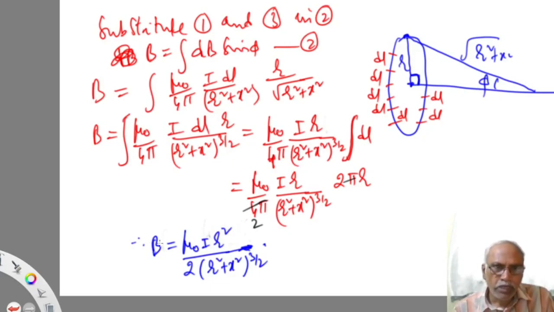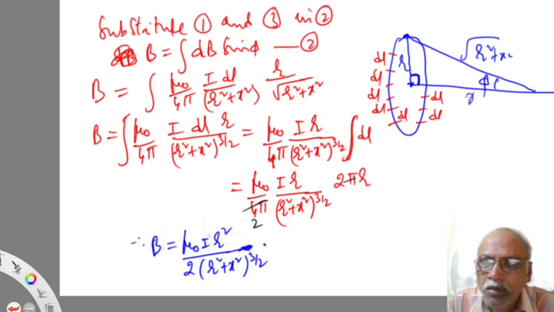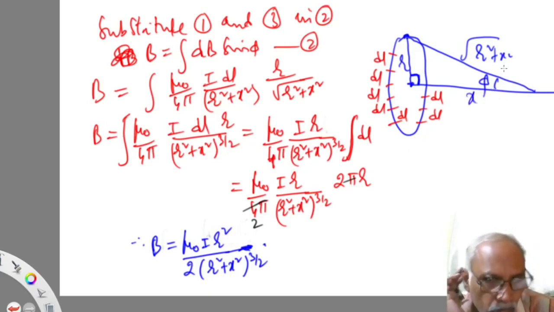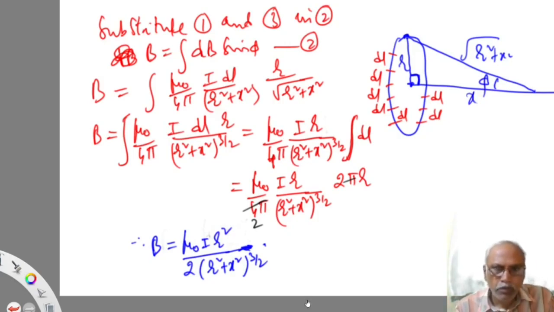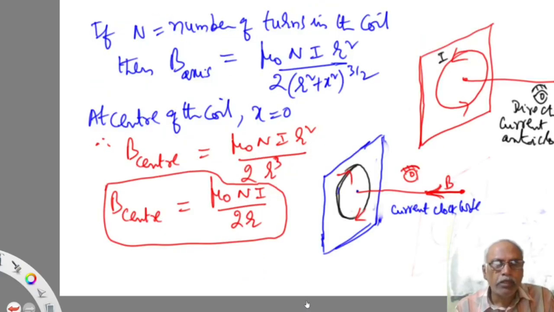What is the magnetic field on the axis formula? B is equal to mu naught I r square by 2 (r square plus x square) whole to the power of 3 by 2. If there are N number of turns in the coil, then it is mu naught N I r square by 2 into (r square plus x square) power 3 by 2. If you want the magnetic field at the center of the coil, it is mu naught N I by 2r. Very important.